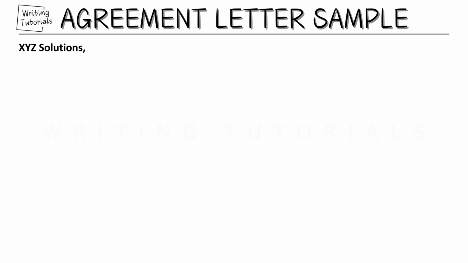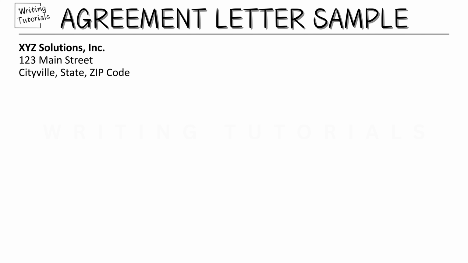Let's start at the top with the header and date. Now, every agreement letter should begin by naming the business or individual sending it. In our sample letter, we're using XYZ Solutions Incorporated as the example company name, along with its address, 123 Main Street, Cityville, State, zip code. Just write it out in a simple line or two to keep things neat. Right below that, you'll want to add the date you're sending or signing the letter. Adding the date right at the top is really helpful because it makes the document feel official and sets a clear start for the agreement's timeline.